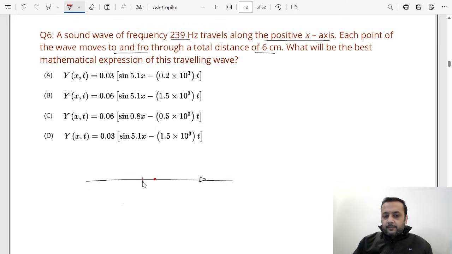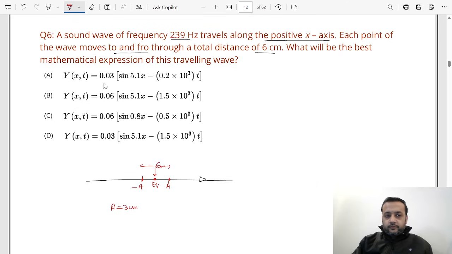So for example, suppose this is the left extreme, and this is the right extreme. So minus A to plus A, and this is the equilibrium position, let us say. So from minus A to plus A, this distance has been given as 6 centimeter. That means amplitude will become 3 centimeter, because amplitude is measured from equilibrium up till any extreme. So that means A will be 3 centimeter.